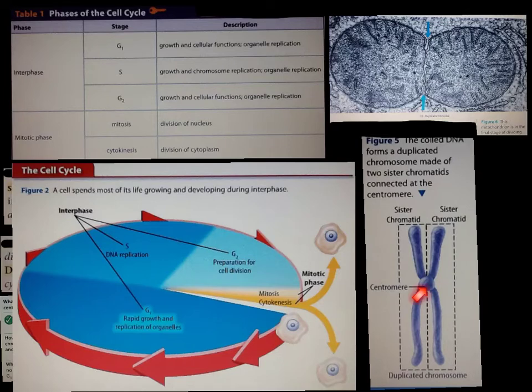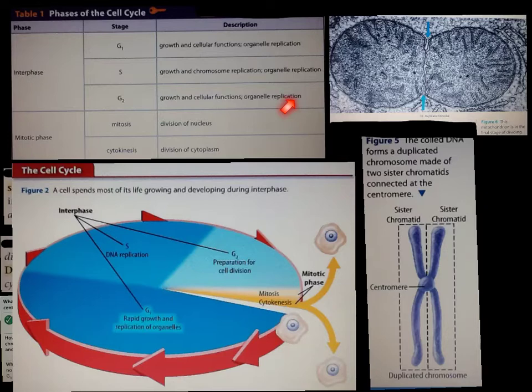The final stage of interphase, the G2 stage, is another period of growth and the final preparation for mitosis. A cell uses energy copying DNA during the S stage. During G2, the cell stores energy that will be used during the mitotic phase of the cell cycle. Reading check. Describe what happens in the G2 phase.